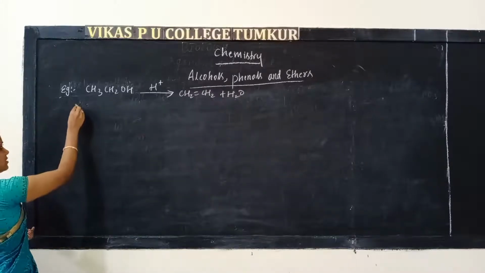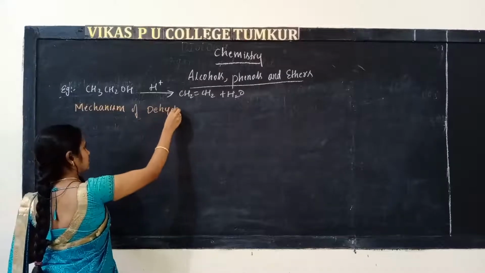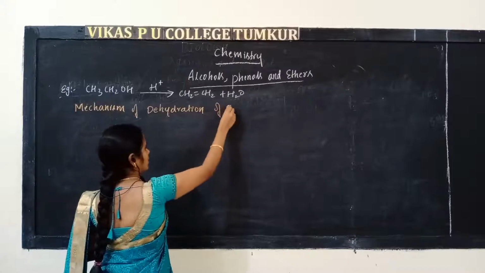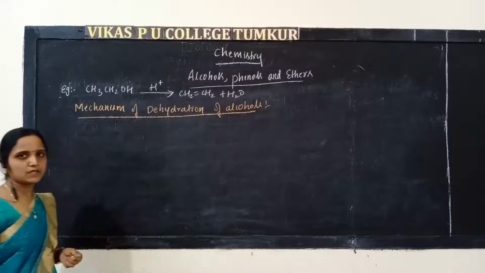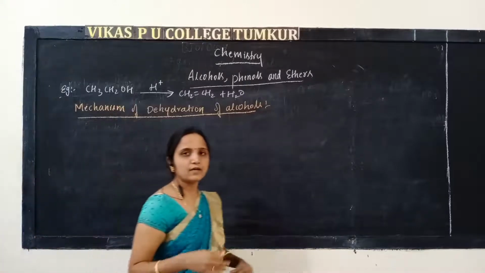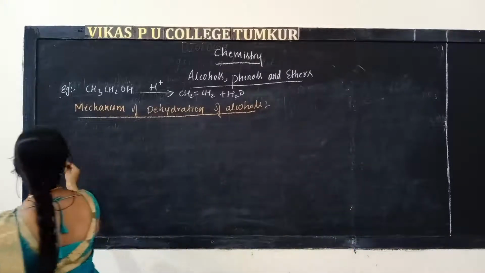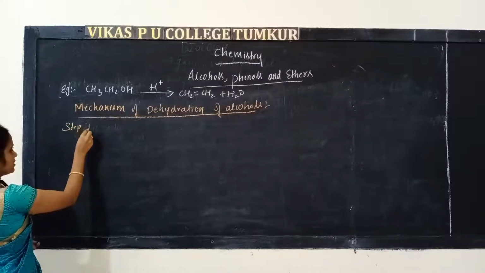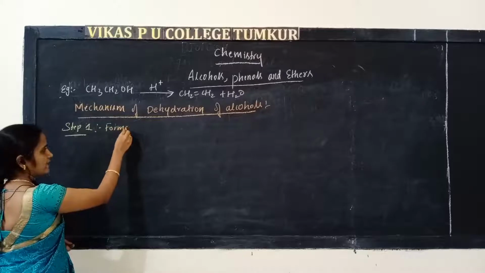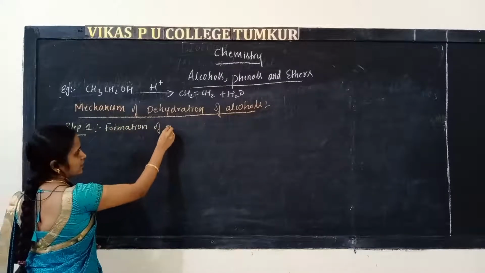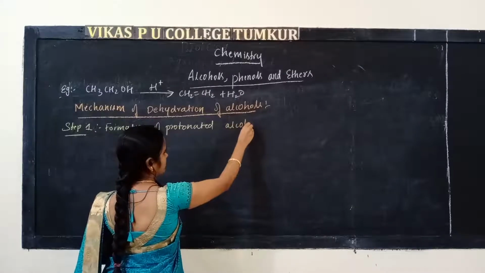Now the mechanism of dehydration of alcohols we are going to study. We study the mechanism of this reaction in three steps. The first step, step 1, is the formation of protonated alcohol. What happens in the first step? The formation of protonated alcohol.